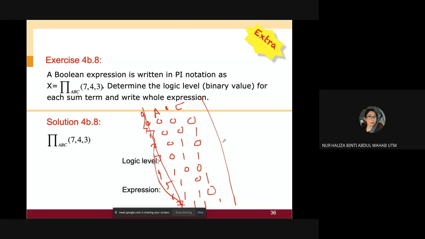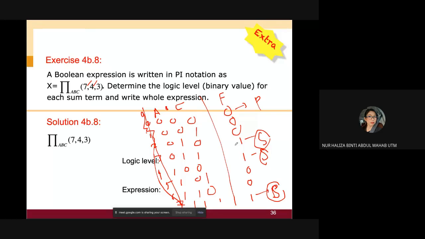Whenever you have 7, meaning 1, 1, 1, you will get 1 as your output. Another one is 4, which is 1, 0, 0. So you will get 1, and then the 3 is here. So the rest will be 0. This is for SOP, and then 0 will be POS. So using this one, you can get your equation.